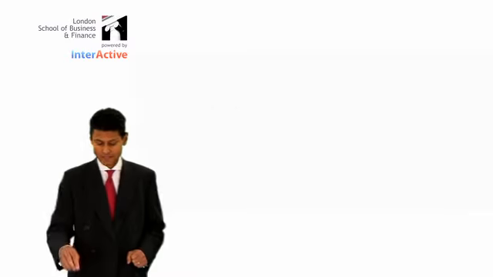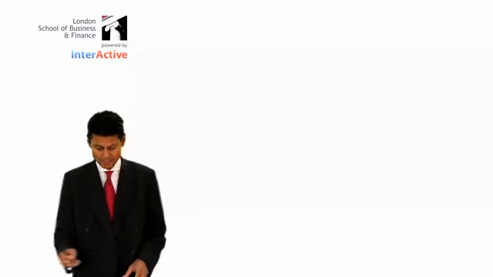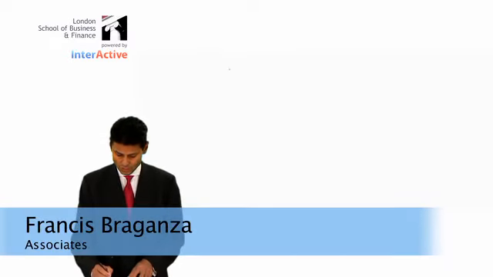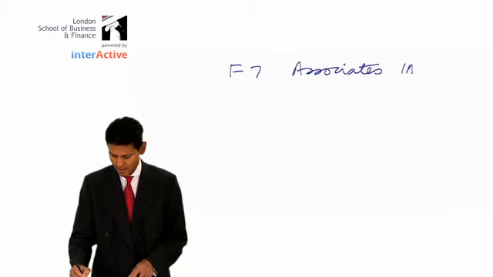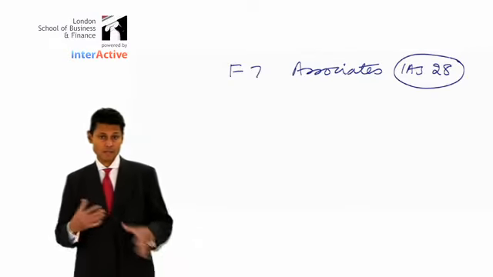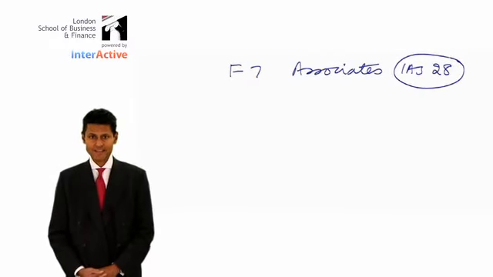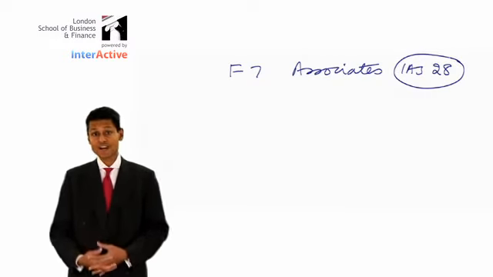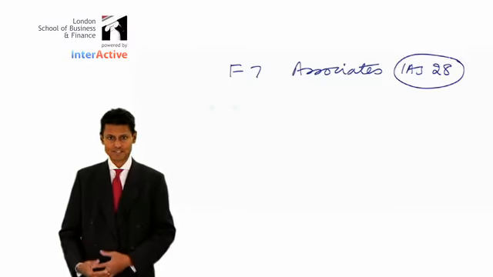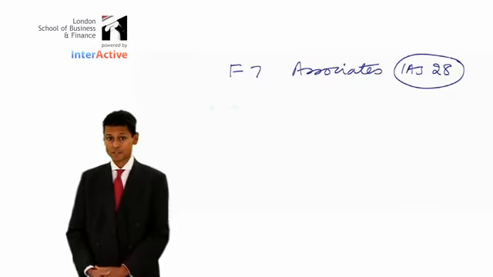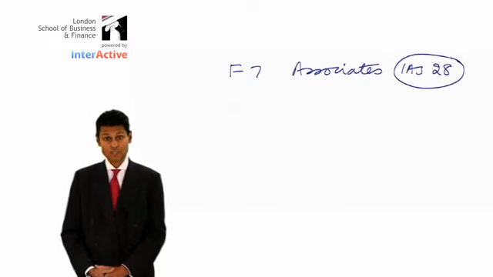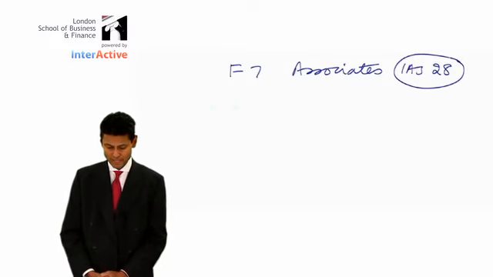Another key point in consolidations in F7 is where you're dealing with associates. IAS 28, etc. Subsidiaries, of course, IAS 27 and IFRS 3. IAS, International Accounting Standards, IFRS, International Financial Reporting Standards, just to name that changed in the year 2000. They have equal status from the same bodies they are issued.